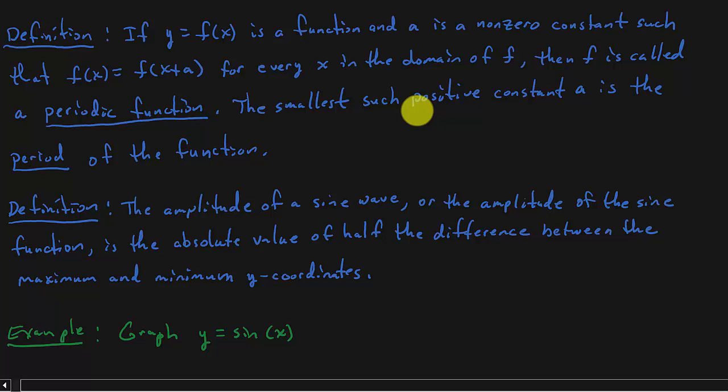Now the trig functions are periodic functions. So we've got a definition. The amplitude of a sine wave, or the amplitude of the sine function, is the absolute value of half the difference between the maximum and minimum y coordinates. Okay, so that's the definition they give you for amplitude. Pay attention to it, but don't worry about it too much. There's an easier way to do amplitude. Once we get into graphing these things, I'll show you how to find the amplitude real easy.